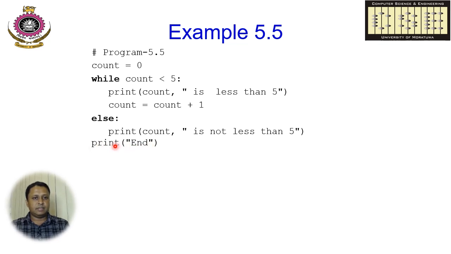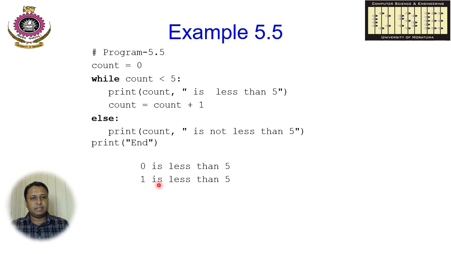So this is not included in either the while loop or the else clause because you don't see the indentation. So looking at the output that we expect from this program, we start from 0. 0 is less than 5. Then the count is incremented.